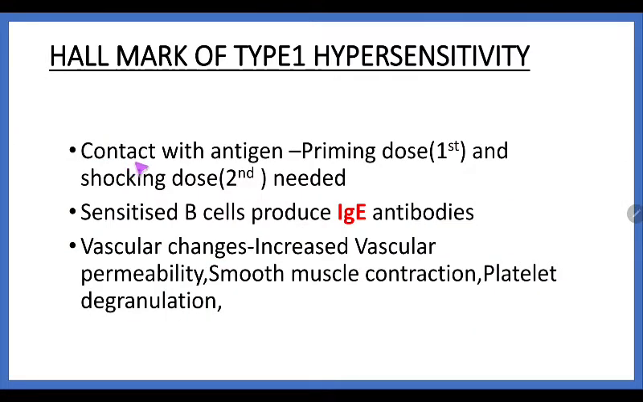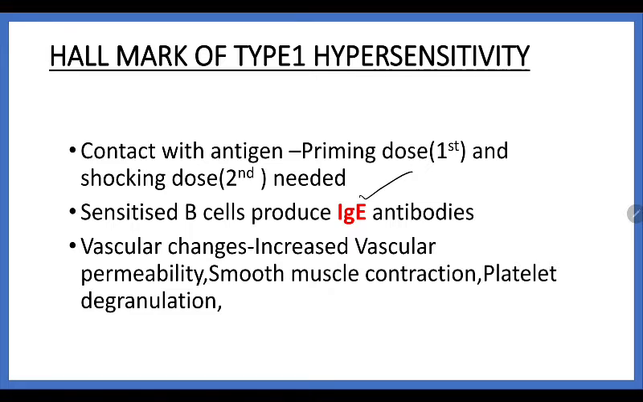So for that, there should be a contact with antigen, that is a priming dose or the sensitizing dose for the first time, that is the first contact, and the next time will be a shocking dose. The moment the same antigen is encountered by the body a second time, that in turn causes type 1 hypersensitivity. How does that cause it? Because there are sensitized B cells that produce IgE antibodies.